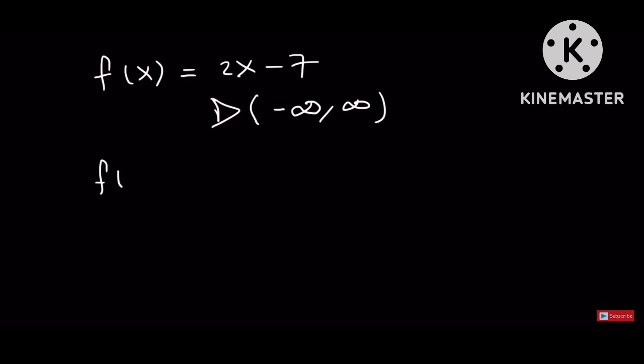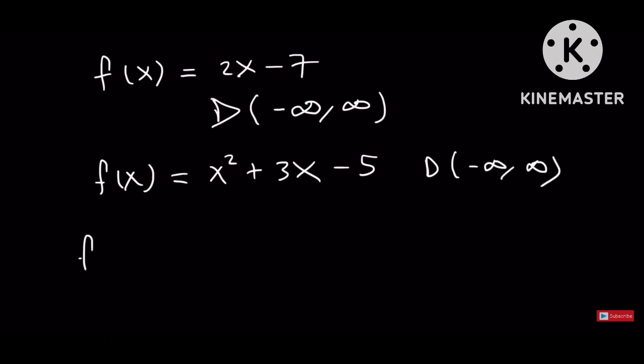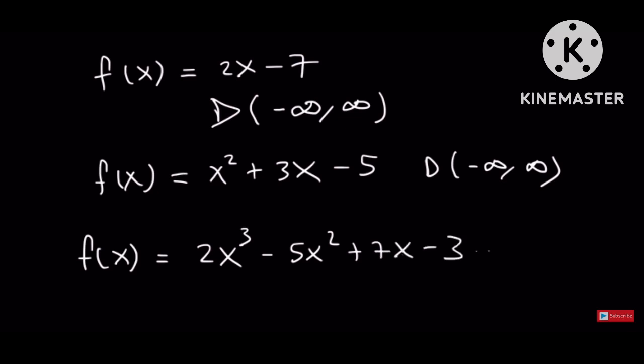Likewise, if you have a quadratic function like x squared plus 3x minus 5, the domain is still all real numbers. Or if you have a polynomial function such as 2x cubed minus 5x squared plus 7x minus 3, the domain is the same, it's all real numbers. So if there are no fractions or square roots, if you just have a simple polynomial function, this is going to be the domain.